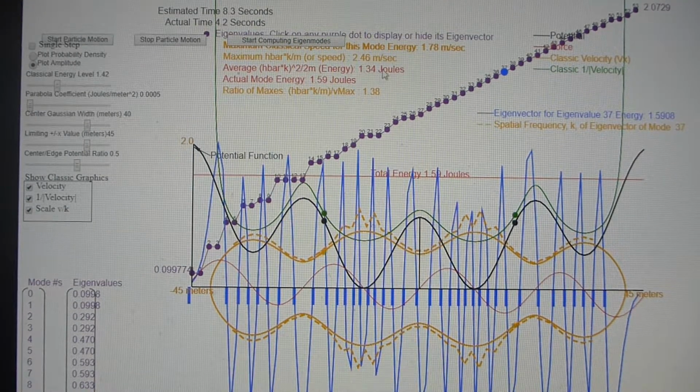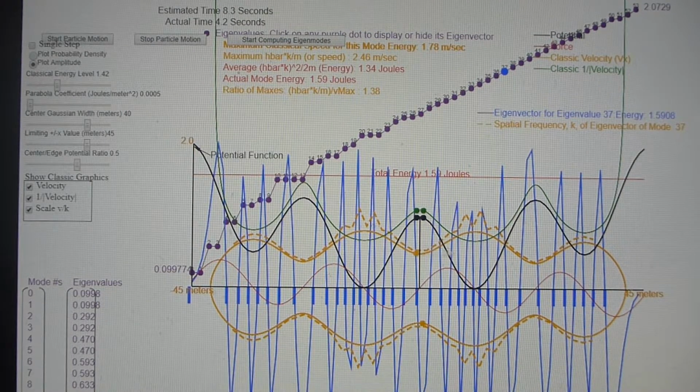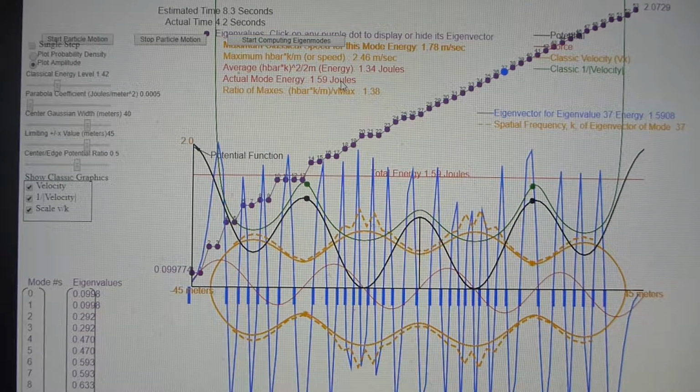Another thing I want to point out is that if you average the quantity h bar k squared over twice the mass over the entire range where you can actually calculate the frequency, you see that it agrees very well with the actual mode frequency, 1.34 compared to 1.59 joules.